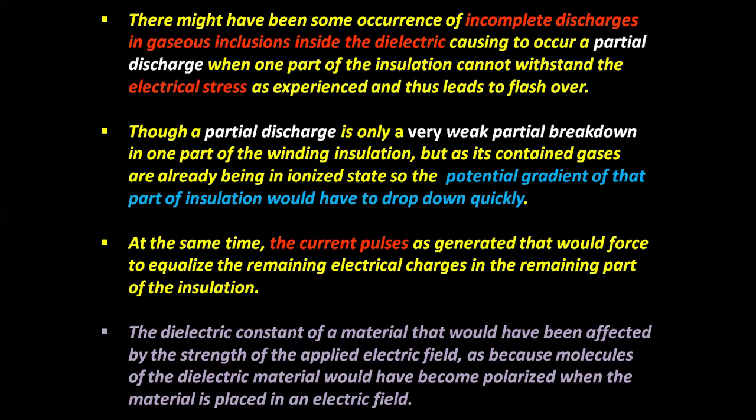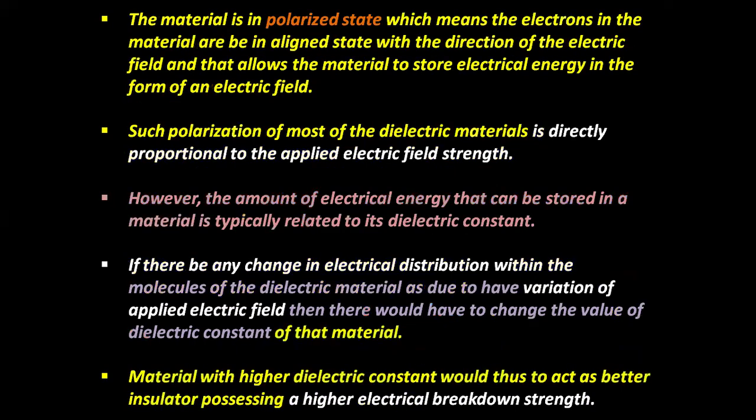The dielectric constant of a material is affected by the strength of the applied electric field, because molecules of the dielectric material become polarized when the material is placed in an electric field. The material is in a polarized state, which means the electrons in the material are aligned with the direction of the electric field, and that allows the material to store electrical energy in the form of an electric field.